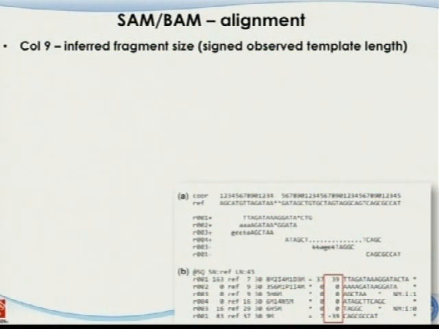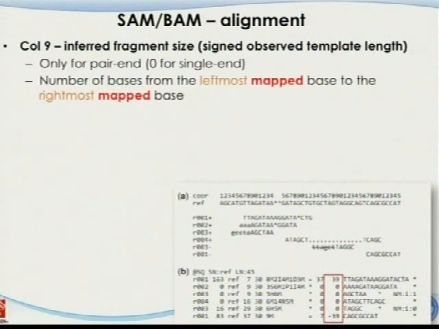And this field here tells you the inferred fragment size. It's the signed observed template length. So what that means is it's only for paired end. If it's zero, that means it's single end, all right? Because it's the inferred fragment size, it's the number of bases from the leftmost mapped base to the rightmost mapped base, okay?